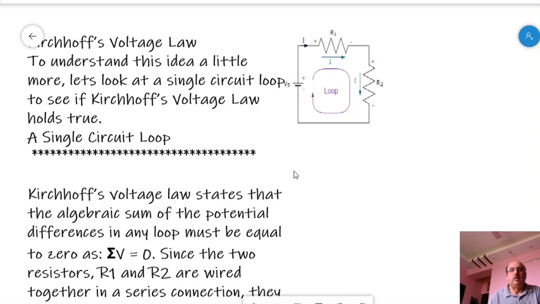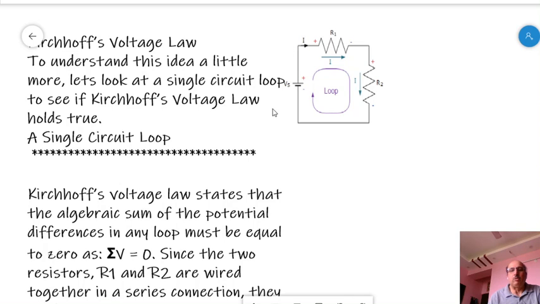Today I will discuss Kirchhoff's law, and in this one, Kirchhoff's voltage law. To understand this idea a little more, let's look at a single circuit loop.